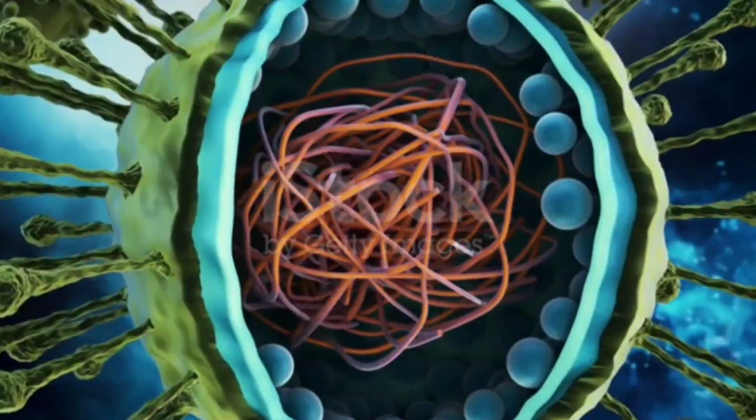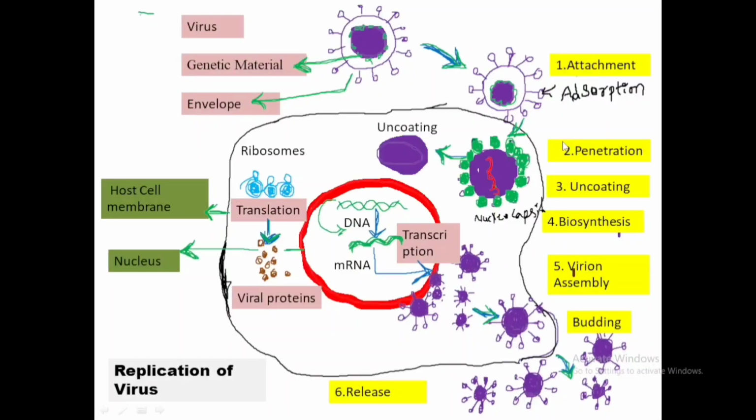Replication of virus is a sequential process. In this, actually 6 steps are present. Number 1, attachment. Number 2, penetration. Number 3, uncoating. Number 4, biosynthesis process. Number 5, virion assembly, and the last one, number 6, is release. So like that, 6 sequential steps are present in the replication process of virus.